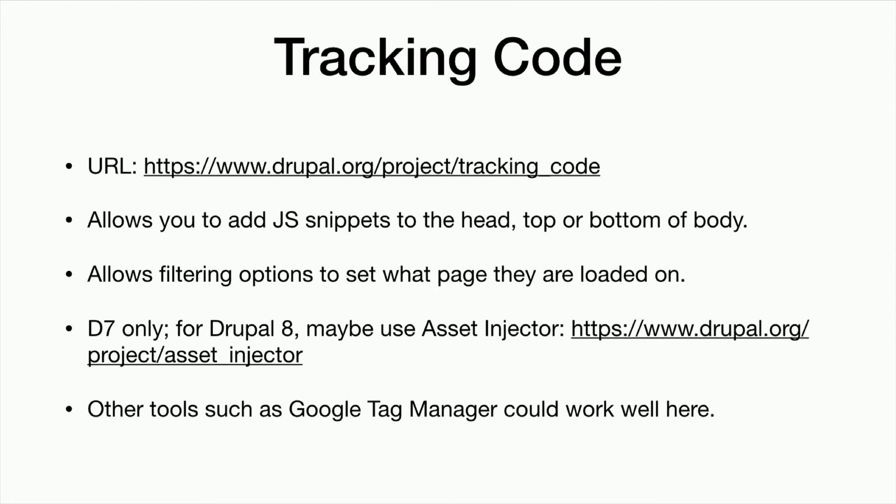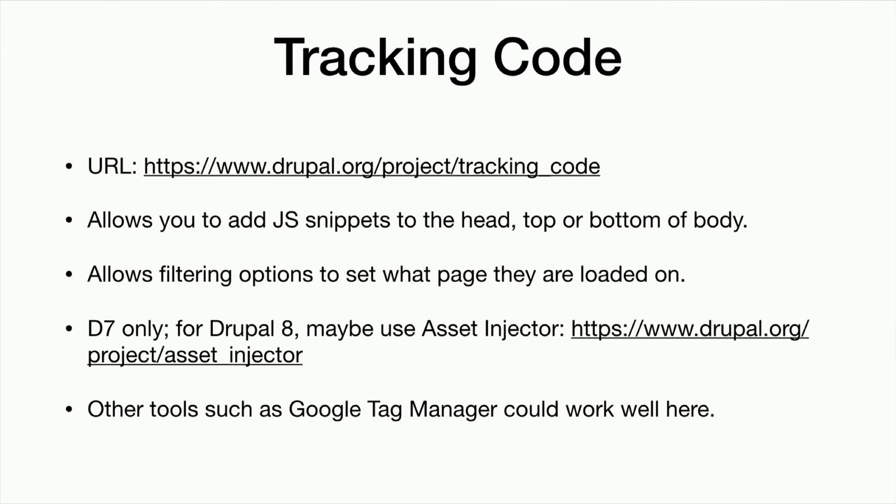The Tracking Code module is pretty basic. You can put a piece of JavaScript in and say I want it to show up on these node types or these path types, and the paths that match. It's like the block settings, to say it can show up on this page or this page, or not on these pages. I guess this Tracking Code module is not really available for Drupal 8. They recommend you use another thing called Asset Injector, which I've not really used, but that was listed on the Tracking Code page.